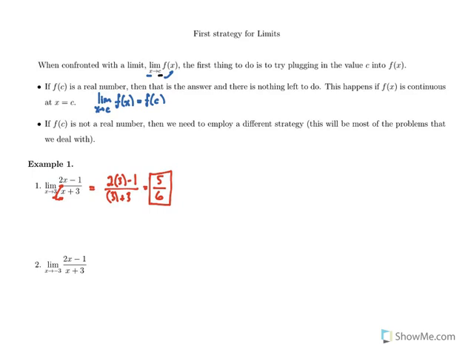Let's try it again with -3. When we plug in -3, we get 2 times -3 minus 1 over -3 plus 3, and we get -7 over 0. And this is not a real number, so there's more work to do.